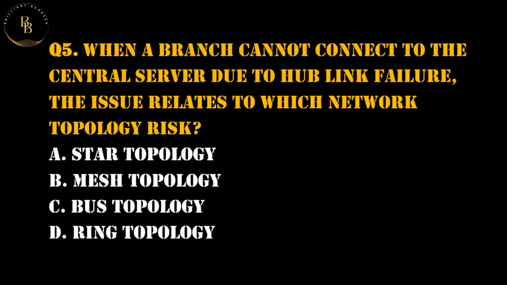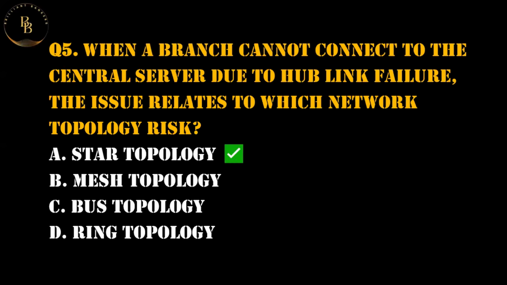Question number 5. When a branch cannot connect to the central server due to hub link failure, the issue relates to which network topology risk? Is it the star topology, the mesh topology, the bus topology, or the ring topology? When a branch cannot connect to the central server due to the hub link failure, what kind of issue is related and to which type of topology? And the right answer is star topology.